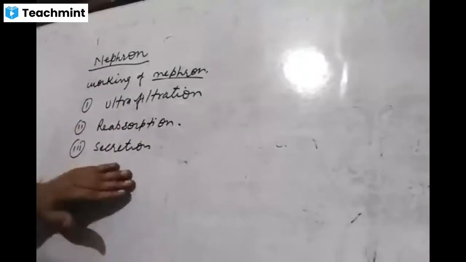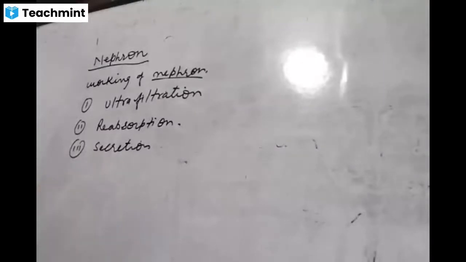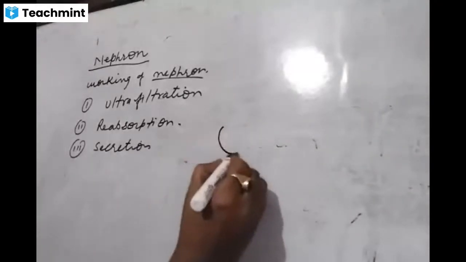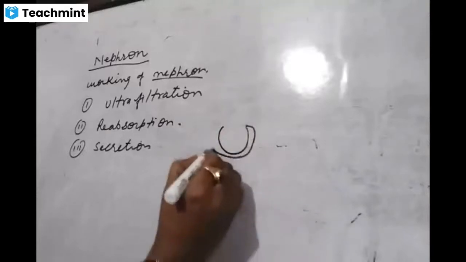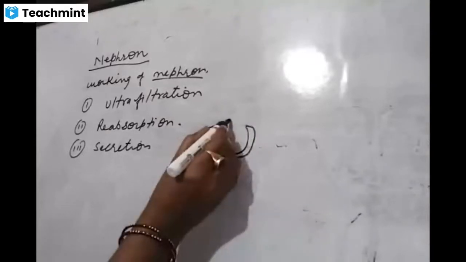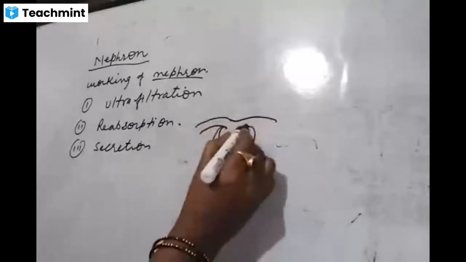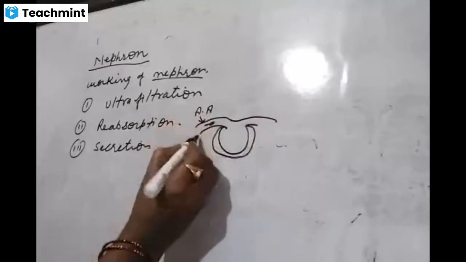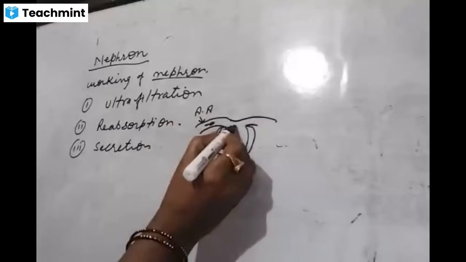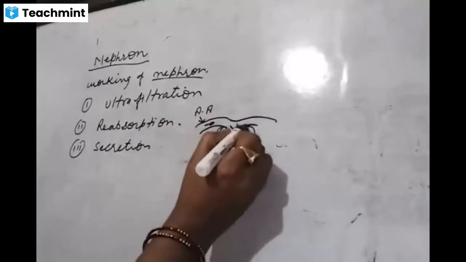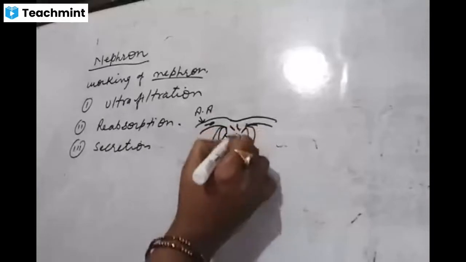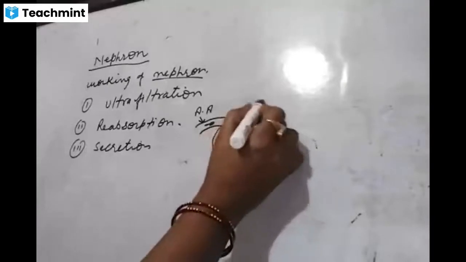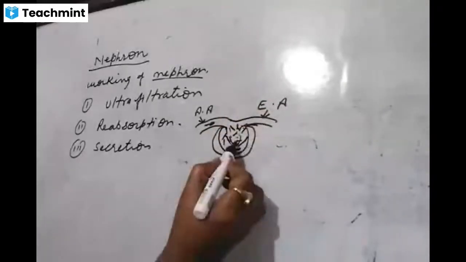So how and where does this process take place? Here you have seen that Bowman's capsule is a cup-like structure. The blood vessel which brings blood here is called the afferent arteriole. Here it will form capillaries, and in the end these capillaries join and come out here. The name of this is the efferent arteriole. This is Bowman's capsule and this is the glomerulus.